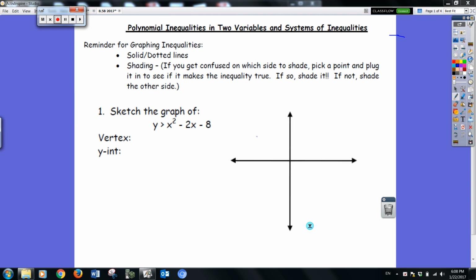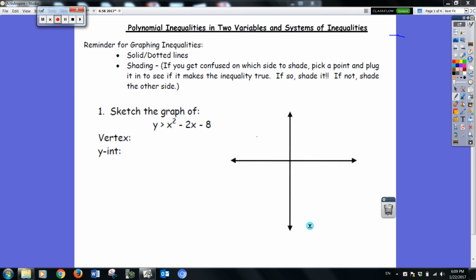Alright, so today we have polynomial inequalities in two variables, just meaning an x and a y, and systems of inequalities. So there are some reminders for graphing inequalities in case you forgot, so you can read those. This first example is just a polynomial. It's a quadratic, so it's going to be a parabola.